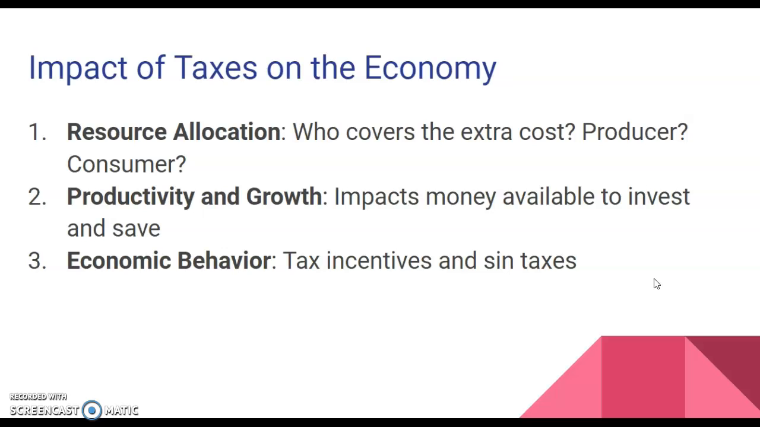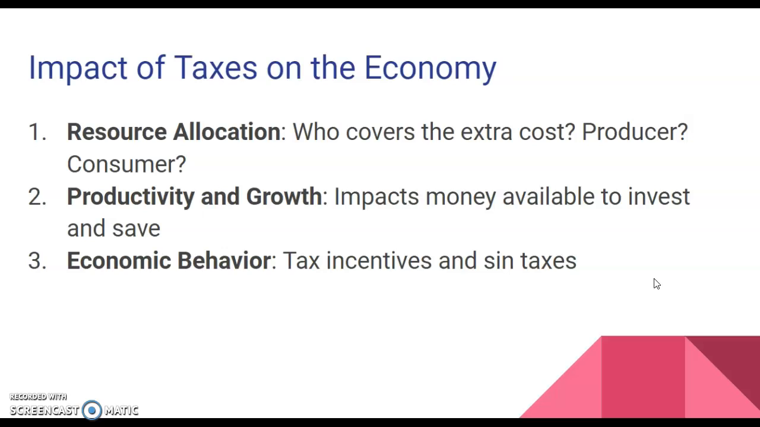So the first impact we're going to talk about is resource allocation. This is who covers the extra cost, the producer or the consumer. A tax placed on a good or service will increase the cost of production and therefore shift the supply curve to the left. If the demand remains the same, the price of the good or service will go up. This shift will likely result in a shift in resources.